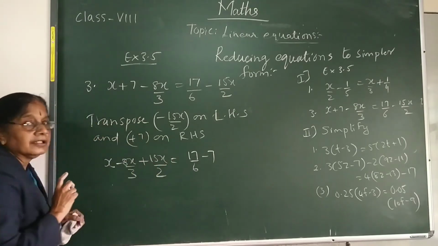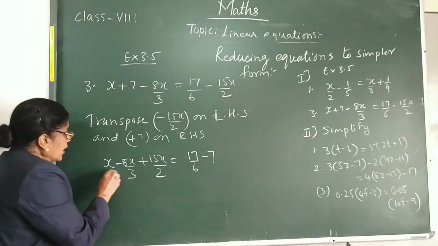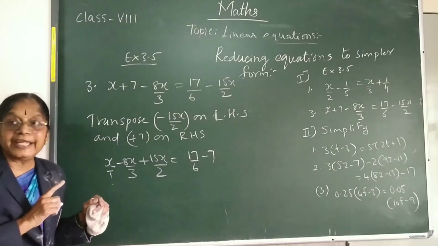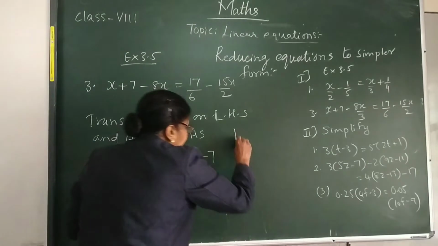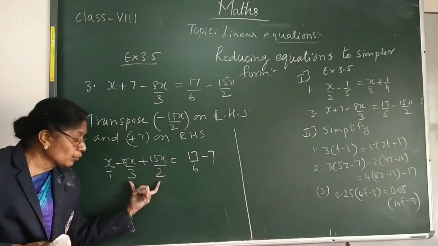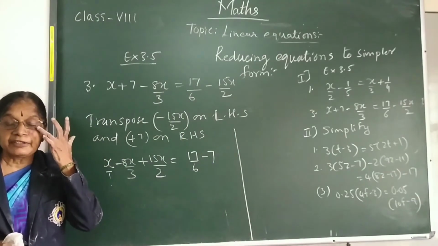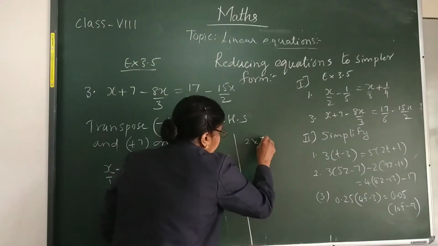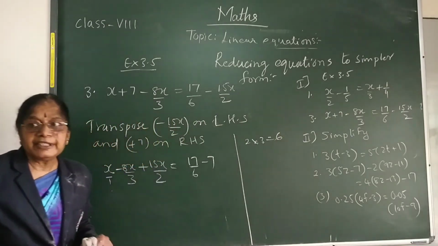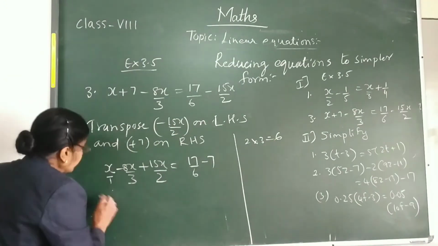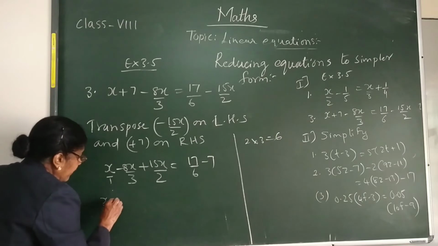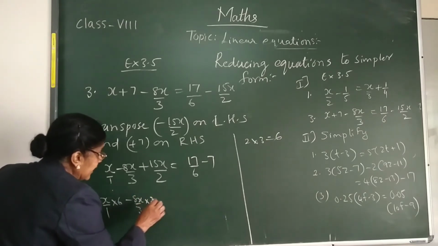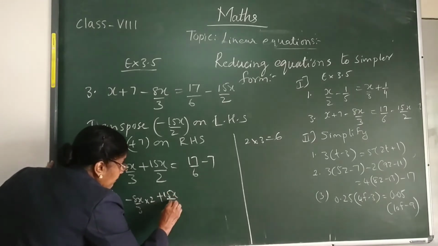Now we can't add because the denominators are not the same. So we have to take the LCM. Before this sum I told you, if two prime numbers are there, the LCM is very easy to find: multiply those two prime numbers. What is the LCM? 2 into 3 is equal to 6. So the LCM is 6 over here. So I will take the fraction, multiply with the LCM, take the fraction, multiply with the LCM, take the fraction, multiply with the LCM.